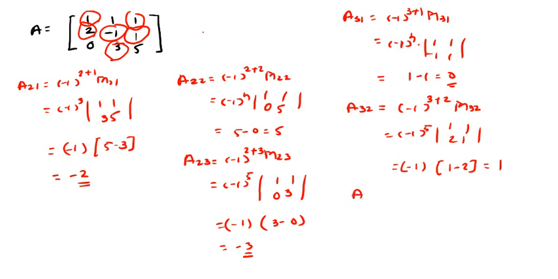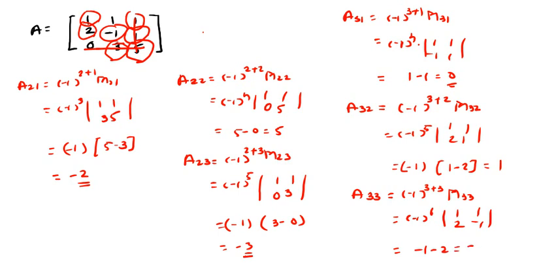So finally we get the final entry A33, -1 raised to 3 plus 3 into M33, which is equal to -1 raised to 6, that is equal to 1. Okay, so this will be -1 raised to 6 into the determinant, and the determinant will be the minor of the element A33. So where is the element A33? This one. So hide the row and column where that element is present. So what remains? 1 2 1 -1. Okay, -1 raised to 6 is 1, so this will be -1 minus 2, that is -3.